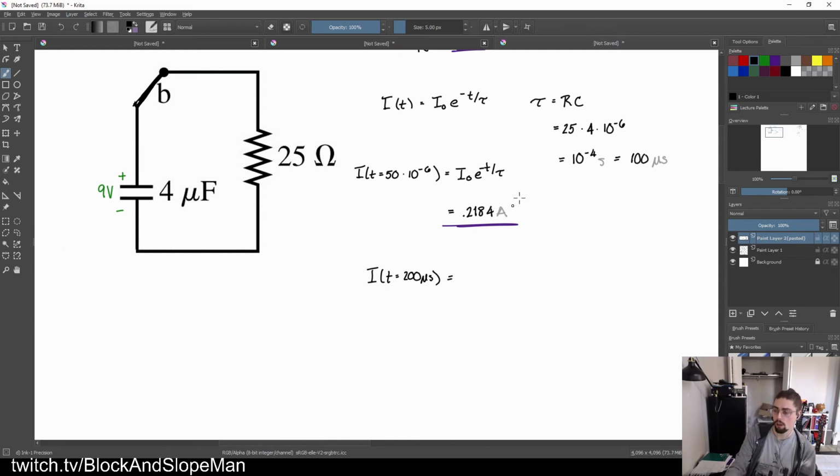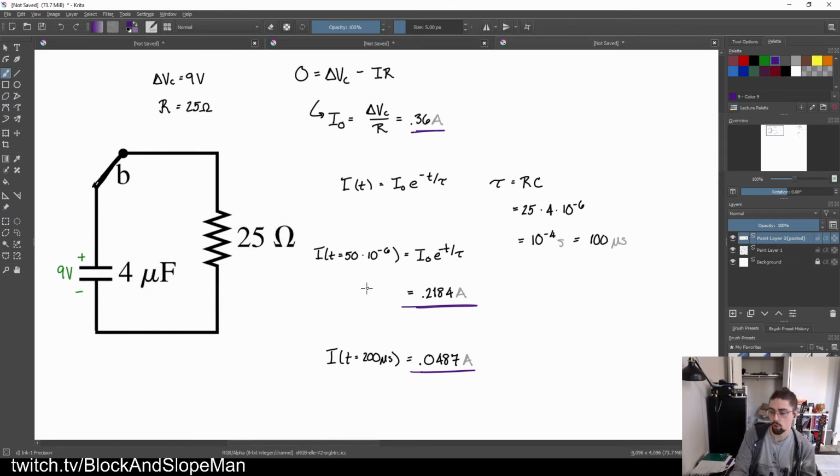Now we're going to plug in all of those same quantities. We've got a new T, but the same tau, the same I naught. We plug in all of those values, and we should find at the very end 0.0487 amps. And those are our currents.